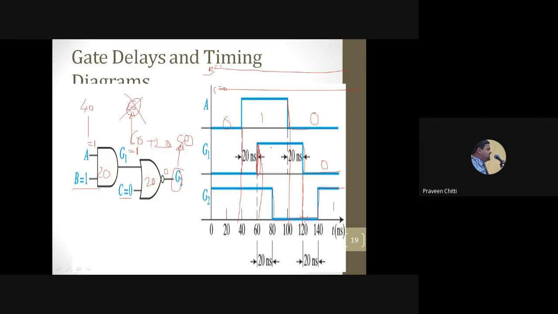All of you understood? This particular simple example I have taken, and we have assumed here every gate is having a propagation delay of 20. So how that propagation delay has an effect on the timing diagram is illustrated in this example. Any doubts here? All of you understood? Yes, sir. Okay, very good.